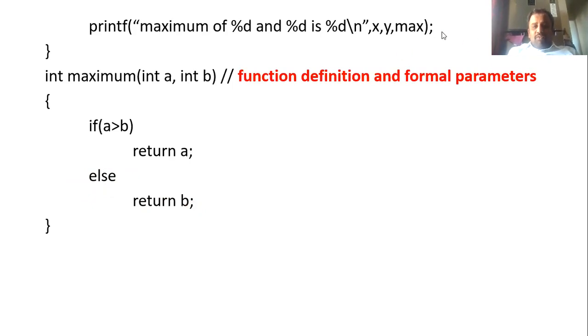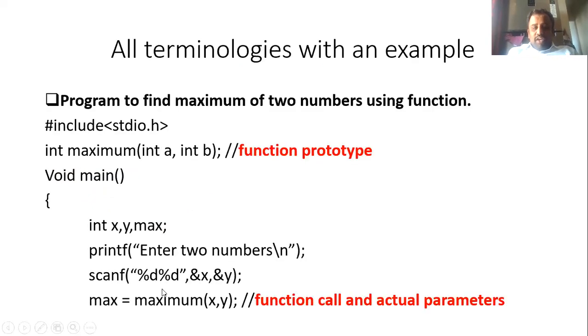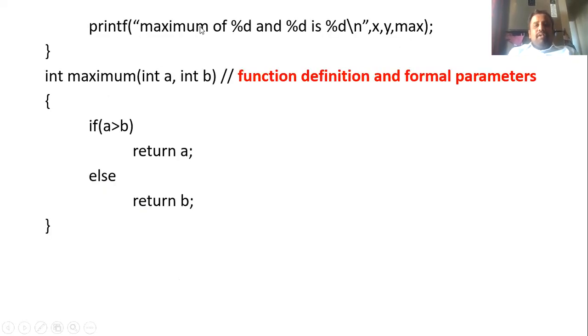Where will it come back? Once the 10 is returned, it immediately comes back to the program where the flow was left off, and it stores the value 10 there. Whatever the function call was is replaced with 10. So that 10 is stored in which variable? The max variable.